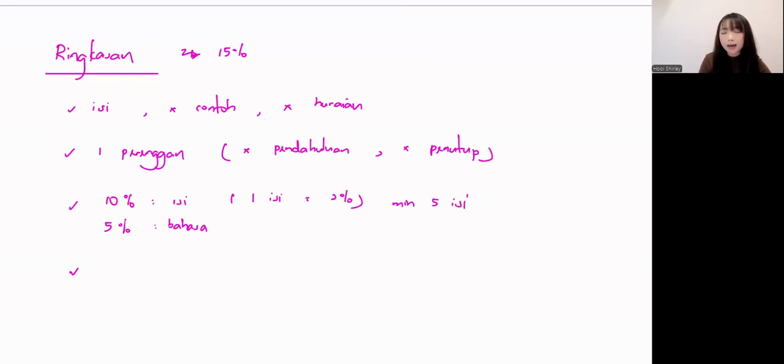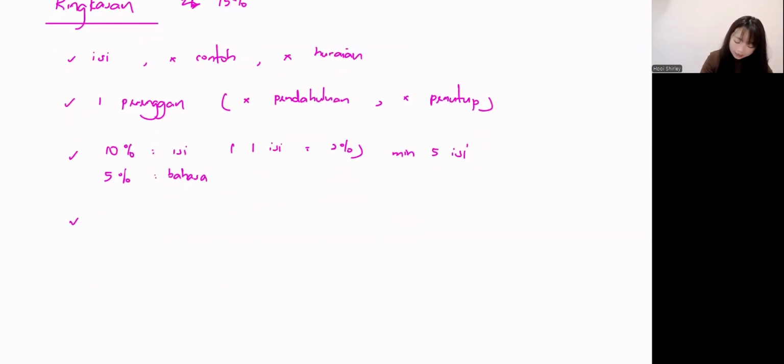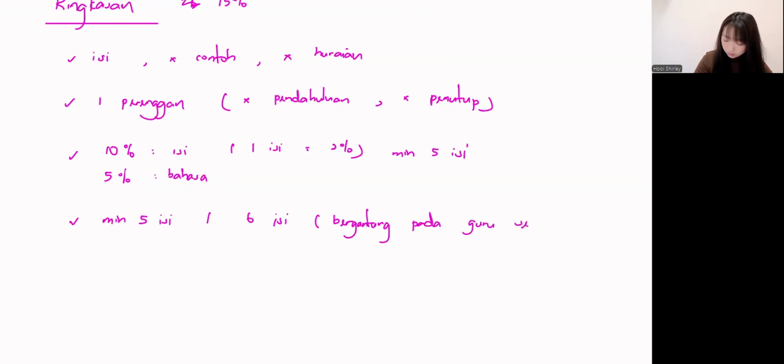But there will be some teachers who ask the students to write at least 6. If your teachers want you to write extra, then you must follow their requirement as this is compulsory. Minimum must be 5 isi, but it can go up to 6 isi based on the teacher's requirement. It depends on whether your teacher asks you to do so or not. Bergantung pada guru sekolah.